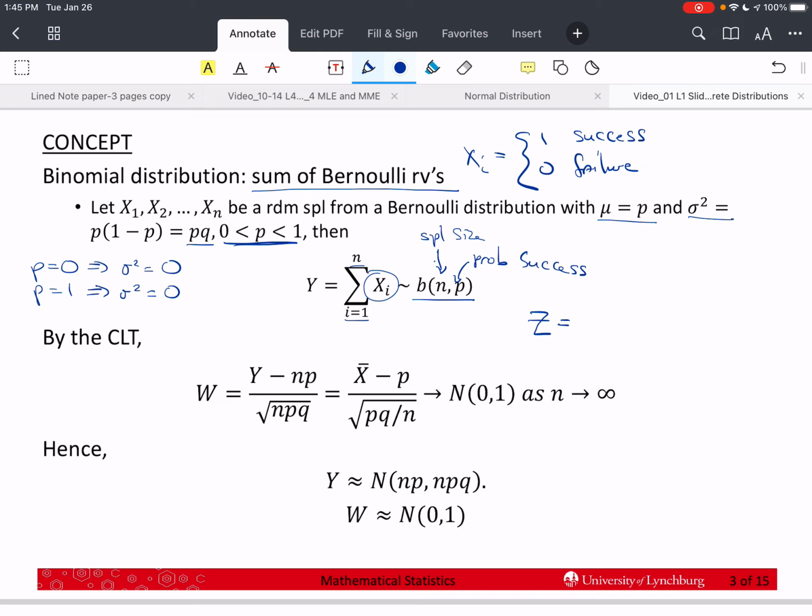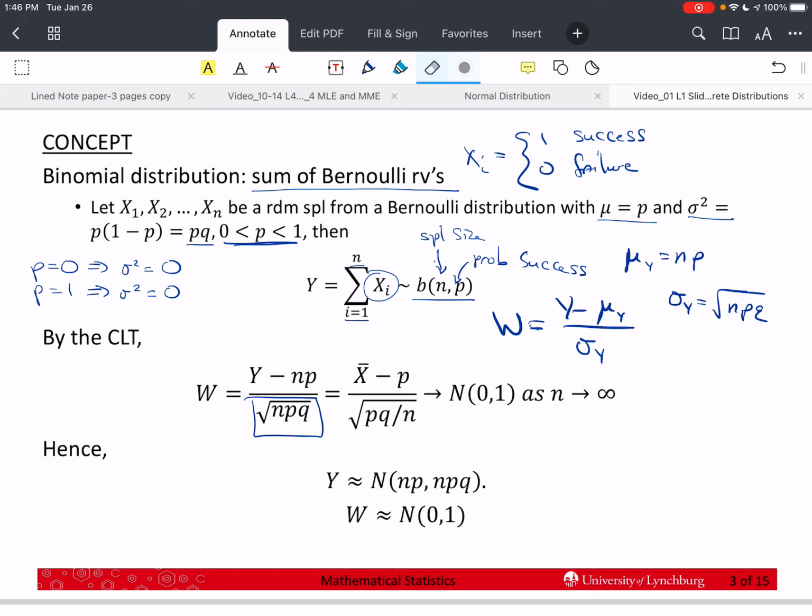Okay? Now, with the central limit theorem, we could call it z, since usually we take the z for the standard normal. But I'll take w, and w is y minus mu of y divided by sigma of y. Now remember, for a binomial, the mu of y is equal to n times p, and sigma of y is equal to the square root of npq. Okay? So those are the properties of the binomial that you need to know.